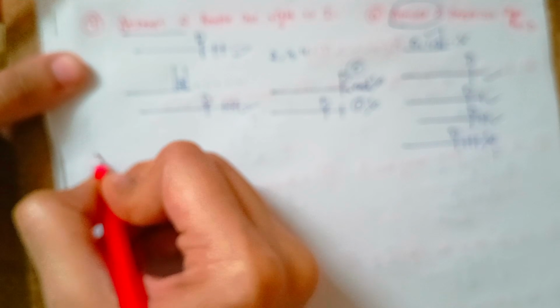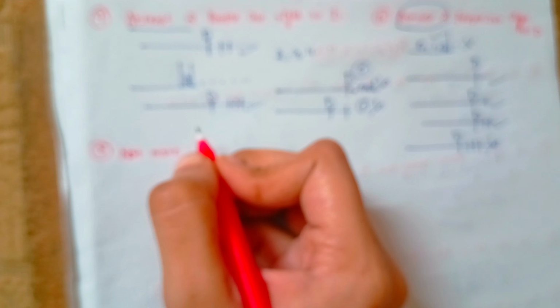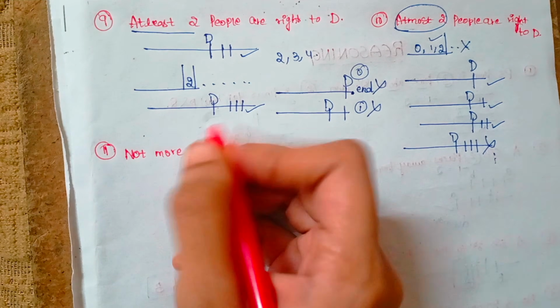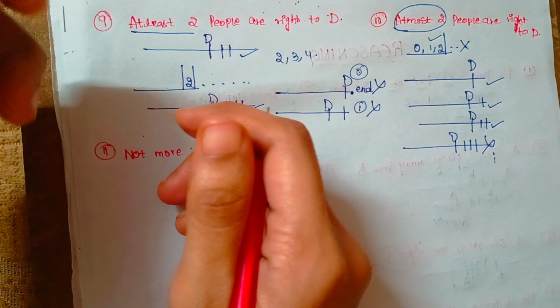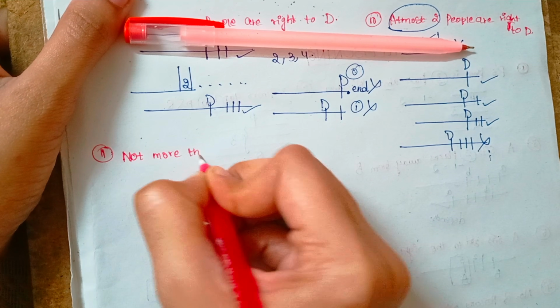Next statement is quite confusing. We can see statements in the questions like some people are facing south and some people are facing north and they are sitting in a single row. And it is given that not more than 2 adjacent persons face the same direction.